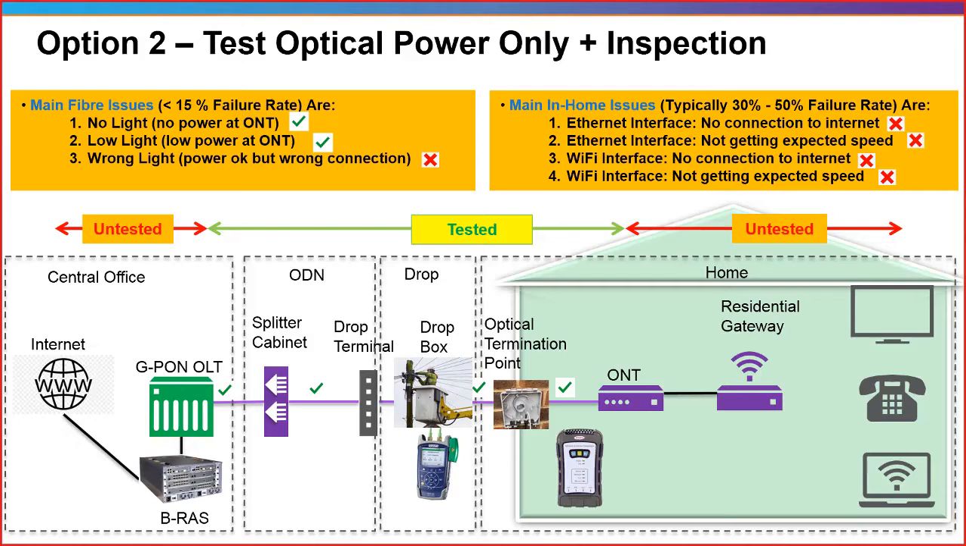If we're only checking power at the ONT or up to the ONT, then you're not sure if you have the right Ethernet connection to the internet and getting the right speeds for the customer, as well as Wi-Fi inside the home.